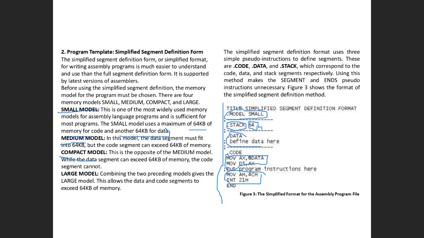This is the opposite of the medium. That means the code segment must fit into the 64 kilobyte, but the data segment can be more than 64K. And what is the large model? Combining the two preceding, medium and compact. That means the data segment is more than 64 kilobyte and the code segment is also more than 64 kilobyte. If this is the case, then we have to write .model large. But mostly .model small is enough.